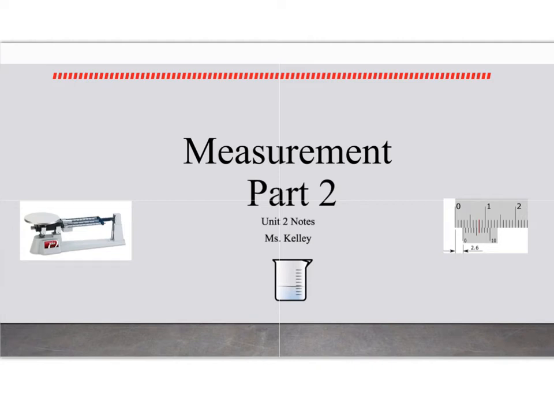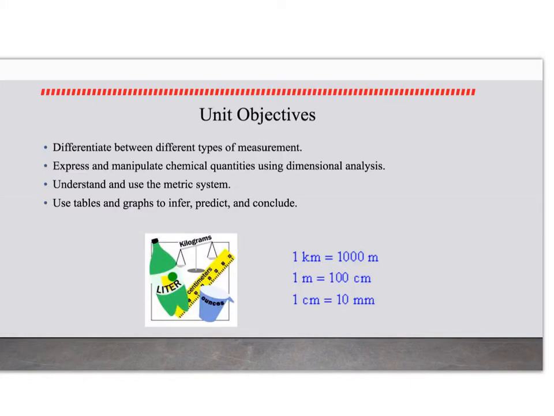This is Unit 2 for Measurement, Part 2 Notes. At the end of this lesson, you should be able to differentiate between different types of units, express and manipulate chemical quantities using dimensional analysis, understand and use the metric system, and as always, use tables and graphs to infer, predict, and conclude.